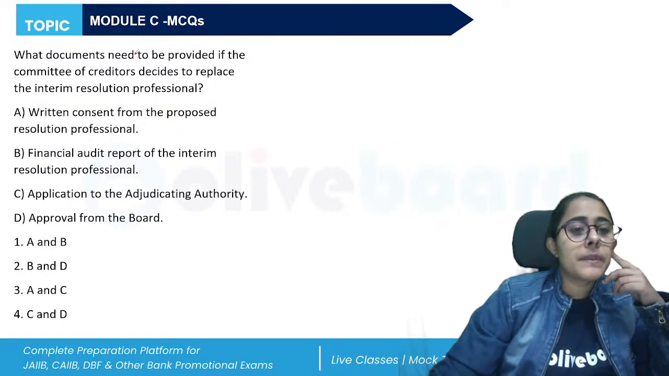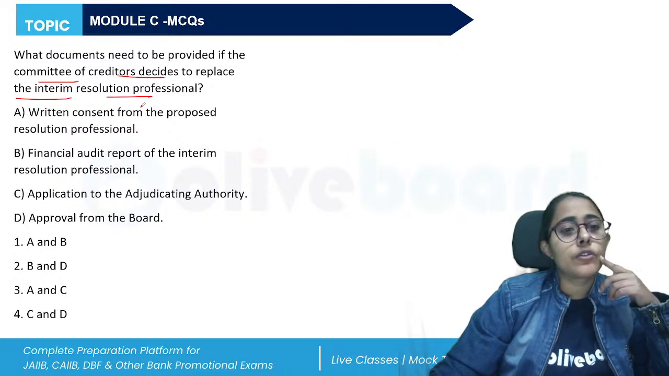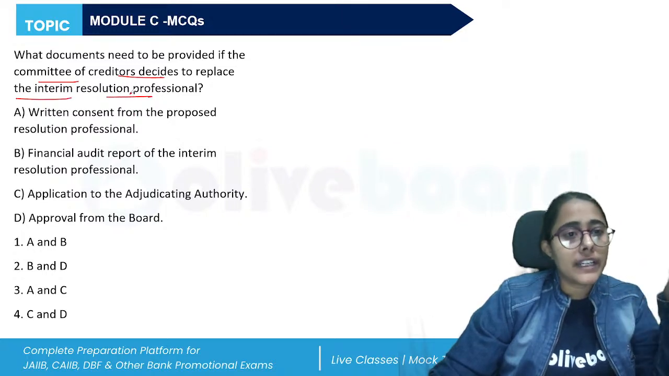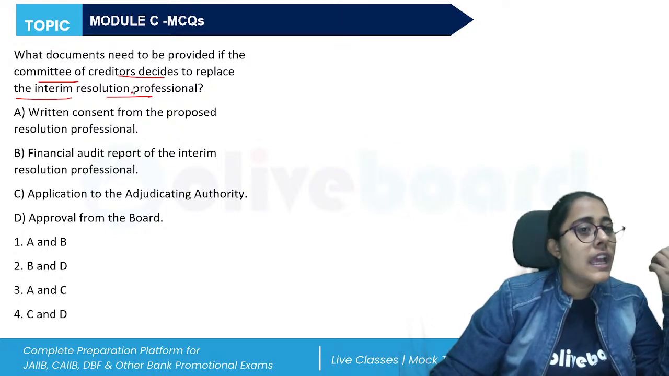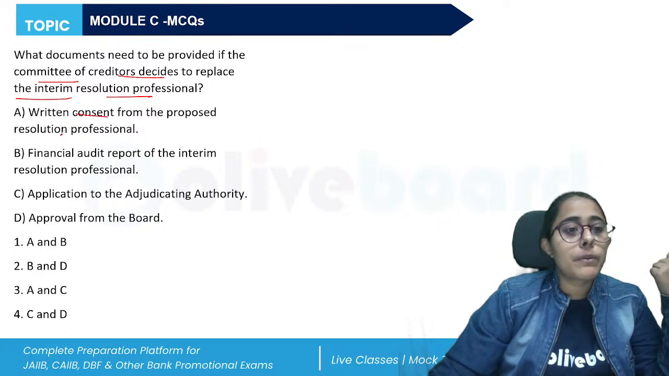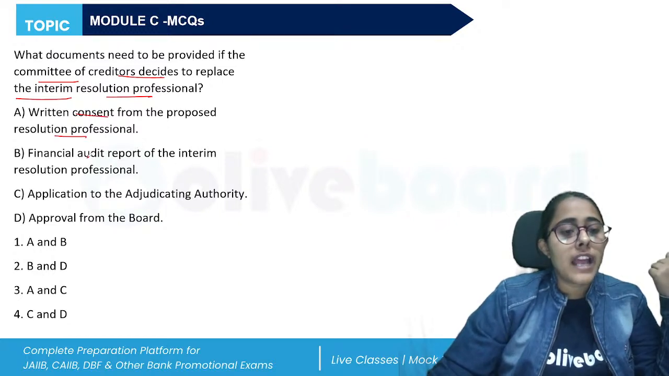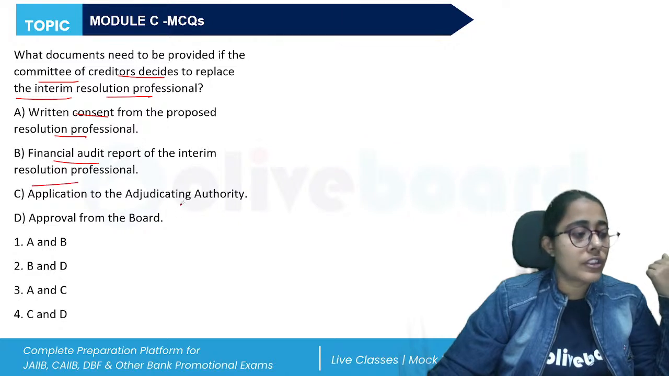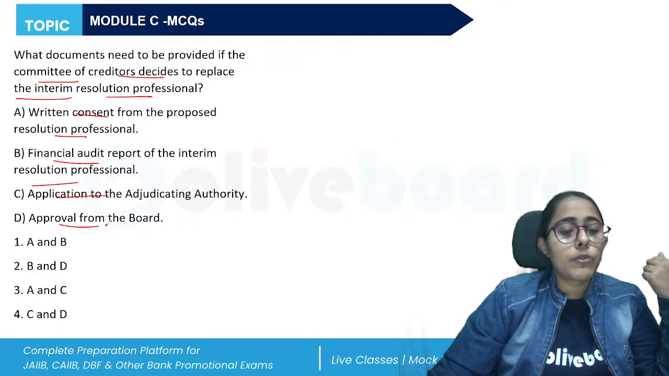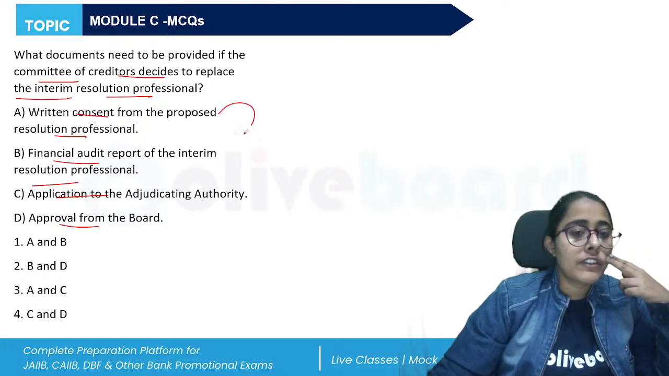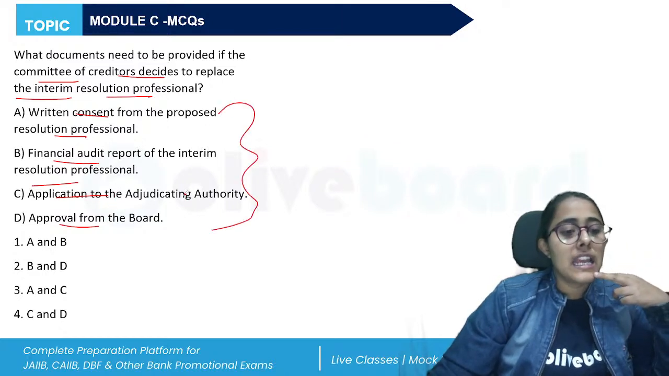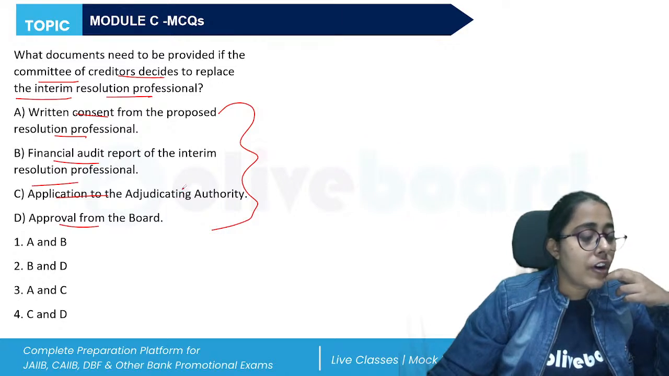Next, what documents need to be provided if the committee of creditors decides to replace the interim resolution professional? So if the committee of creditors decide that they need to replace the interim resolution professional, then which documents have to be provided? A written consent from the proposed resolution professional, financial audit report from the interim resolution professional, application to the adjudicating authority, or approval from the board. Which of the following documents are required? A and B, B and D, A and C, or C and D?